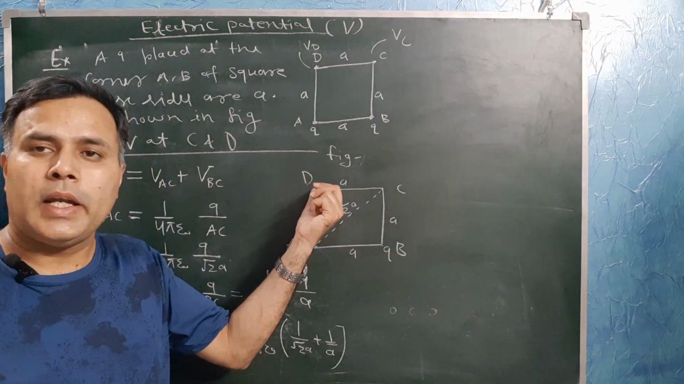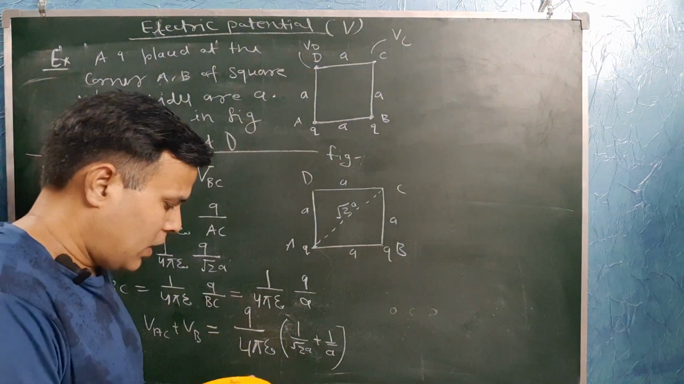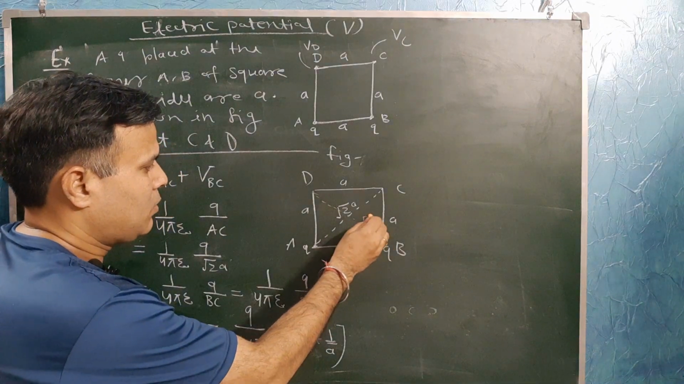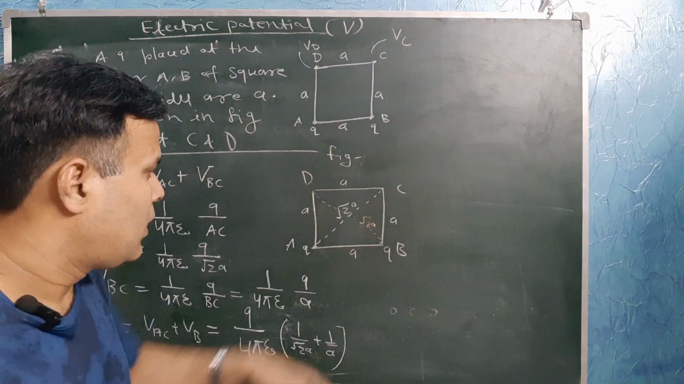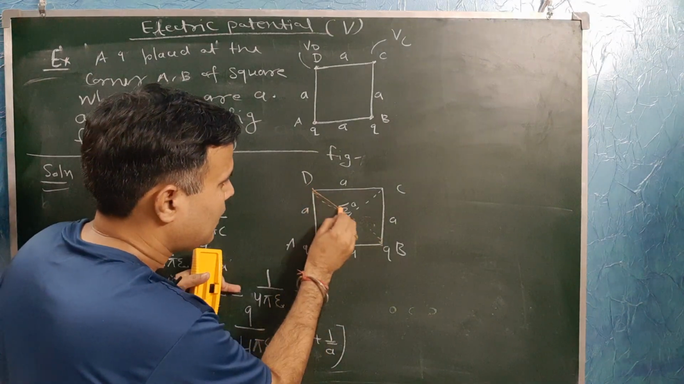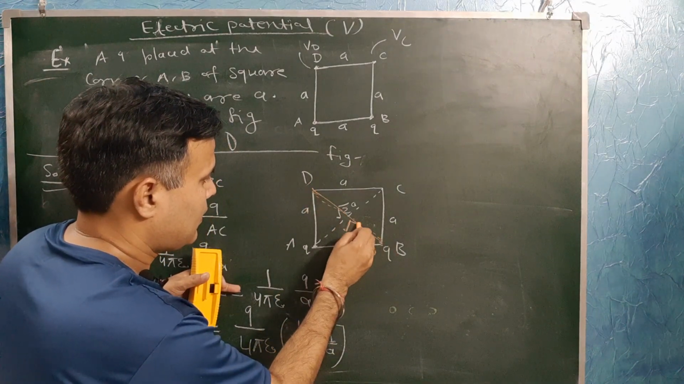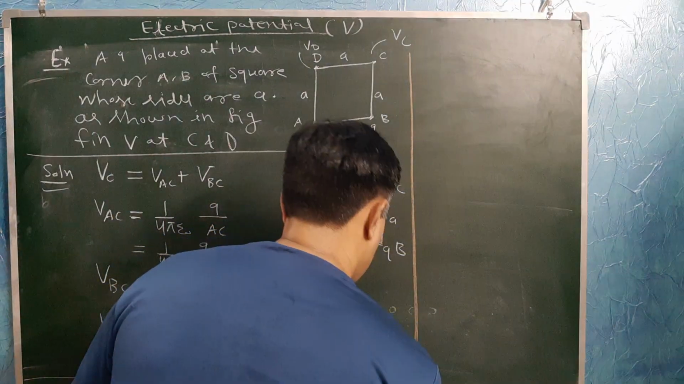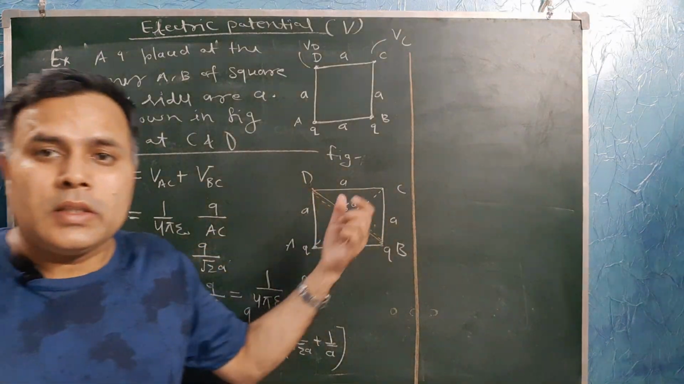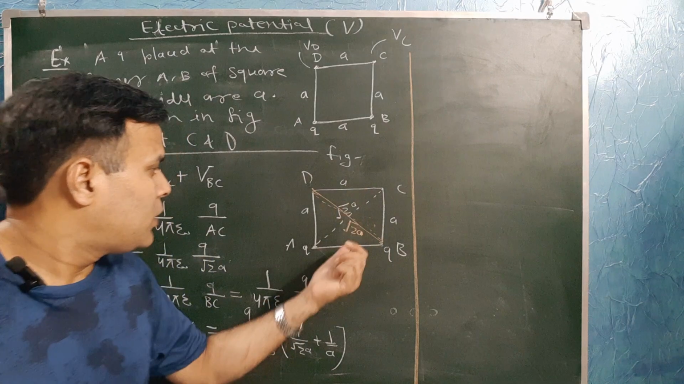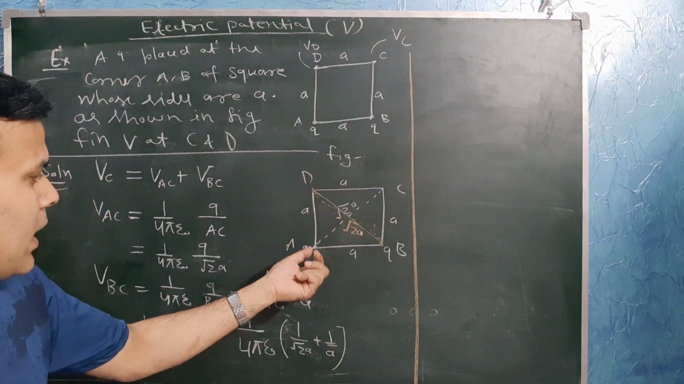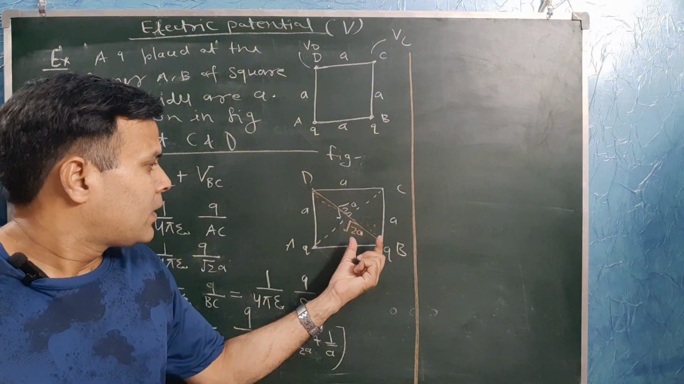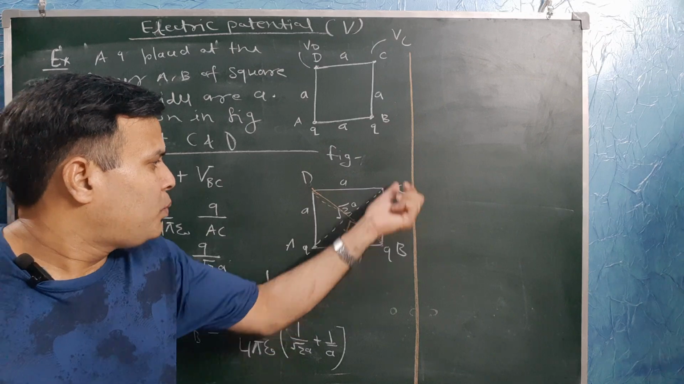Similarly, we can find out the potential at this other point. This distance is again root 2a. So potential at this point we can also find out. This is the general problem. With the help of this problem, we can understand the concept that at any corner we can find out the potential due to this square loop if the charge Q is placed anywhere.